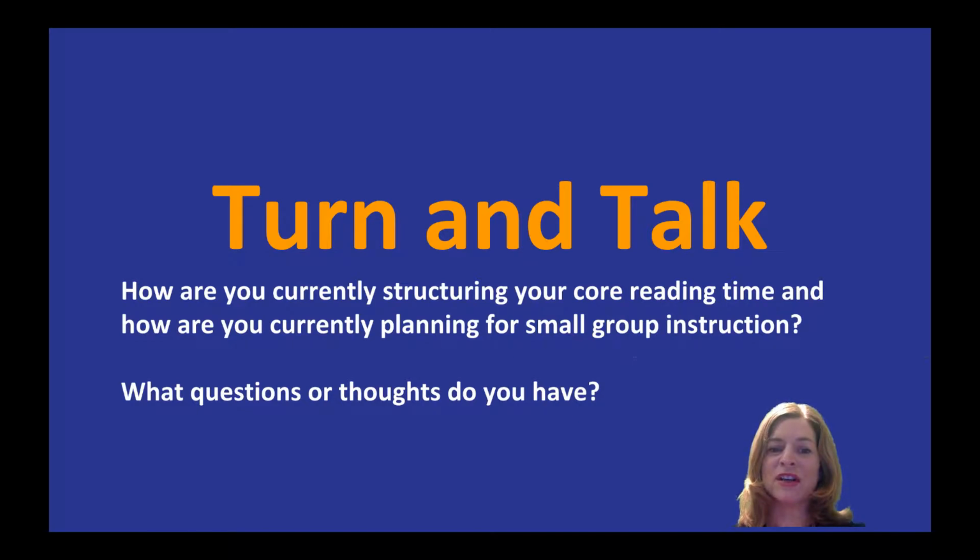So I want you to turn and talk at this point. I've given you a little bit of information around the overall structure of both the mini lesson and the potential for small group work. And I want you to think about and talk with a partner about, how are you currently structuring your core reading time in terms of the minutes throughout your 60 minutes, if that's what you have, and how are you currently planning for small group instruction? And what questions or thoughts are coming up as I'm talking? So I want you to take a minute, turn to your partner, and talk about these things. You can stop the video here, and I'll join you back in a minute.